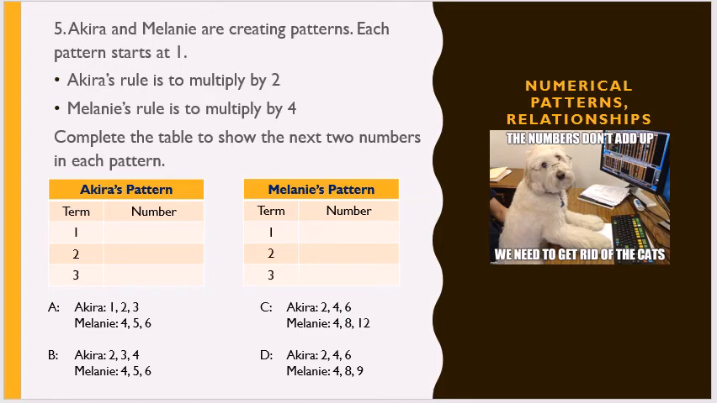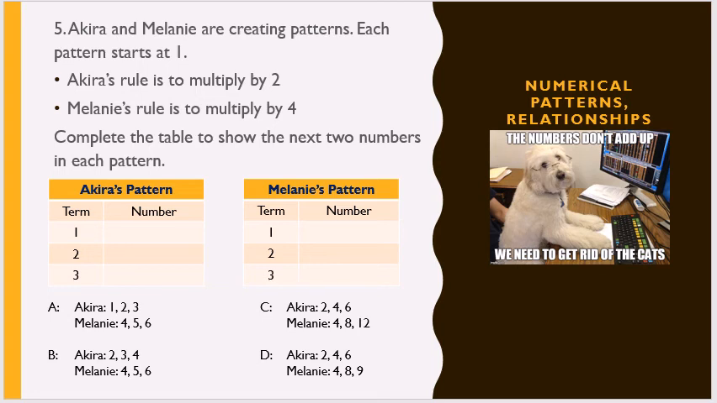Number 5. We're looking at numerical patterns and relationships. Akira and Melanie are creating patterns. Each pattern starts at 1. Akira's rule is to multiply by 2. Melanie's rule is to multiply by 4. Complete the table to show the next 2 numbers in each pattern.